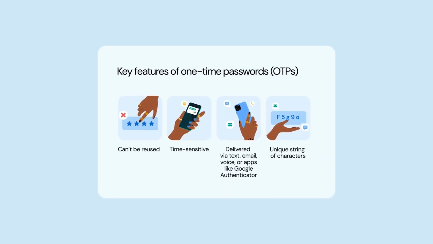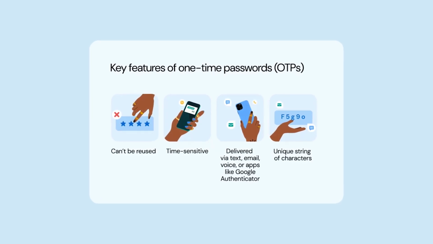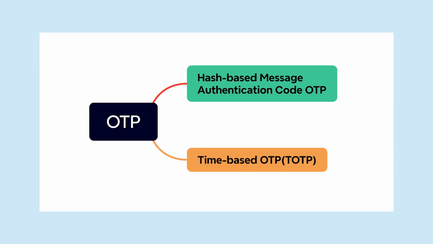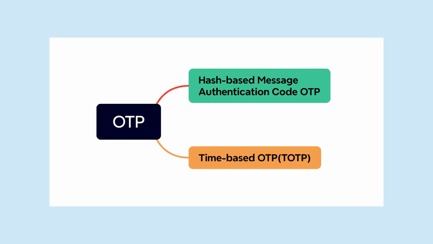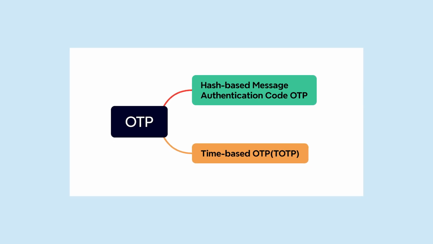Now, how OTPs work. There's the generation. OTPs are generated automatically using algorithms, and they can be either numeric or alphanumeric strings. There are two primary types of OTPs. You have the hash-based OTP, HOTP, generated based on a hash algorithm that increments a counter each time the user accesses the system.